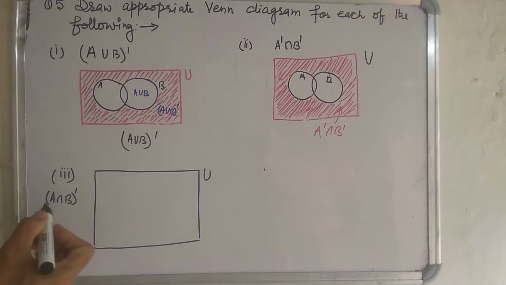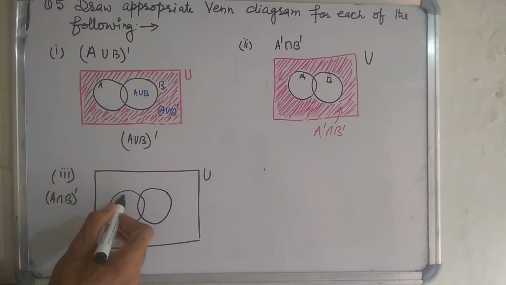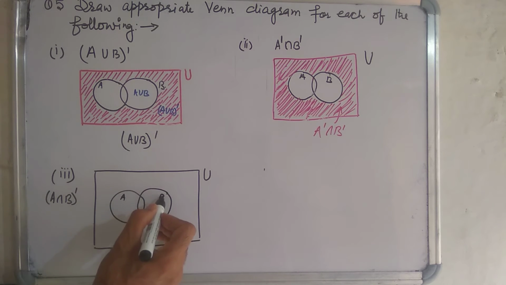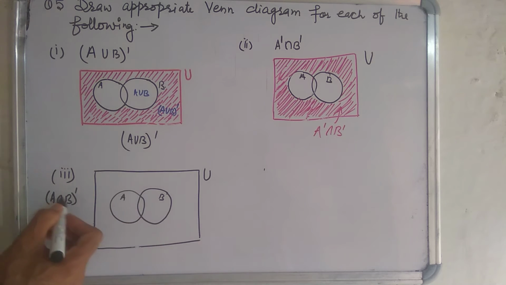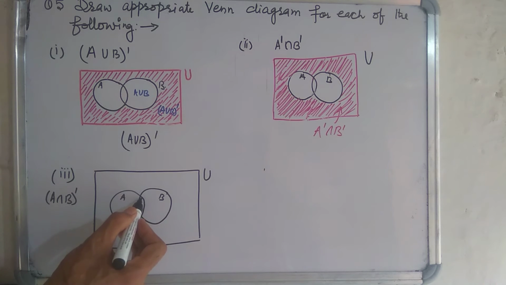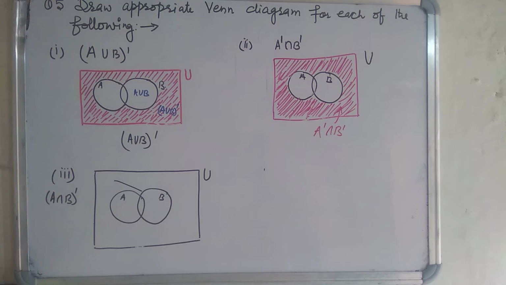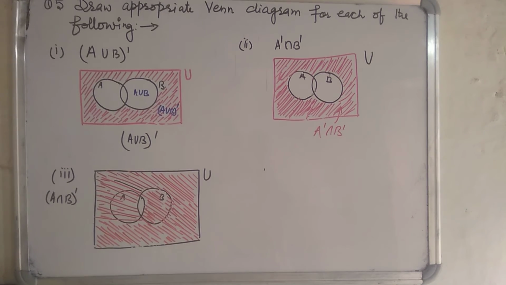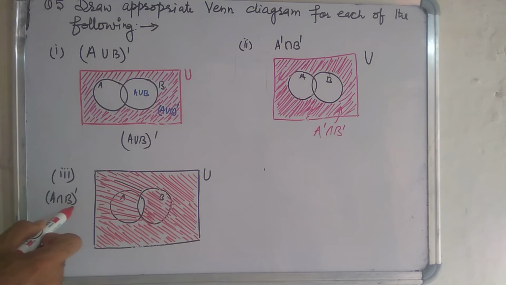In the third part, the complement of A intersection B. Set A is represented by this circle, and B is the second circle. The intersection of these two sets is this portion. The common elements of sets A and B are in this portion. But the complement is outside this set, so this whole shaded portion represents this set.